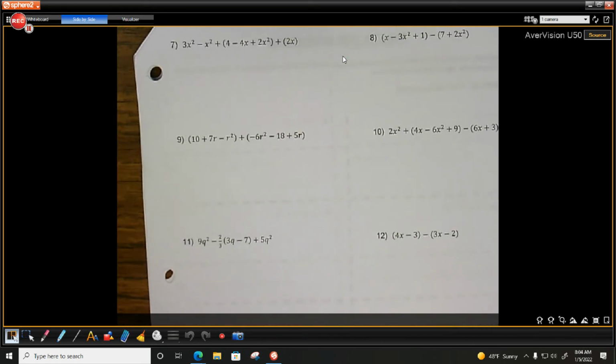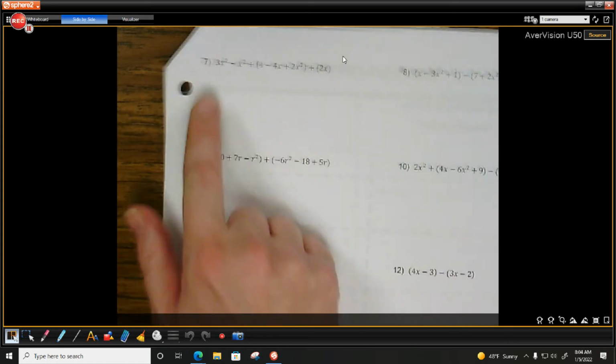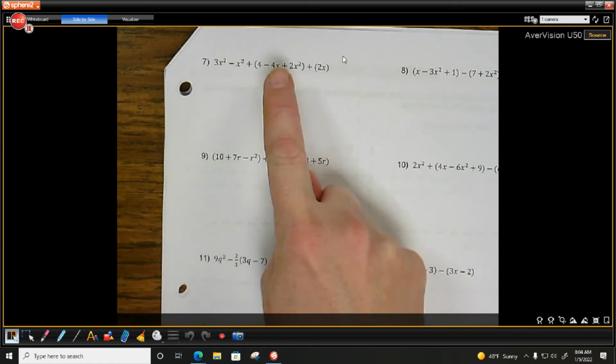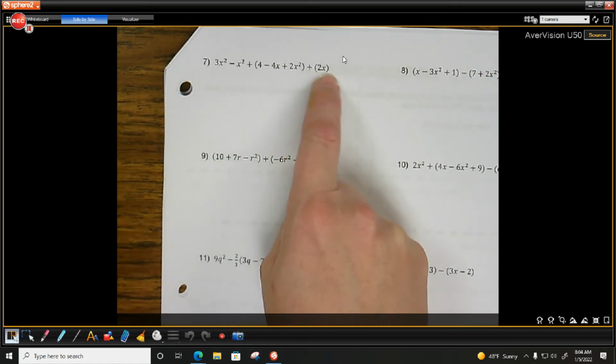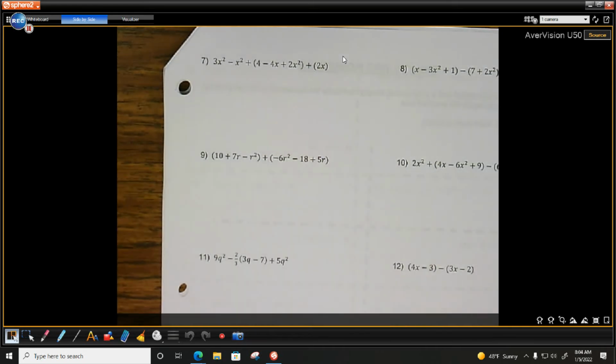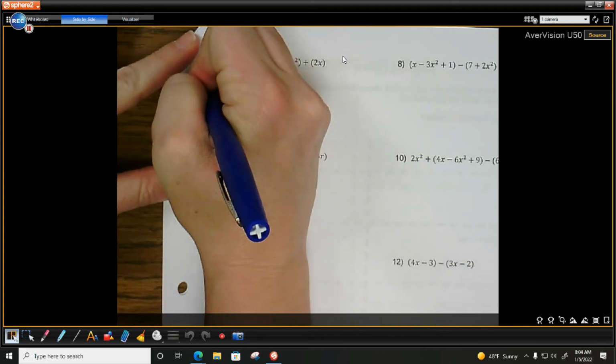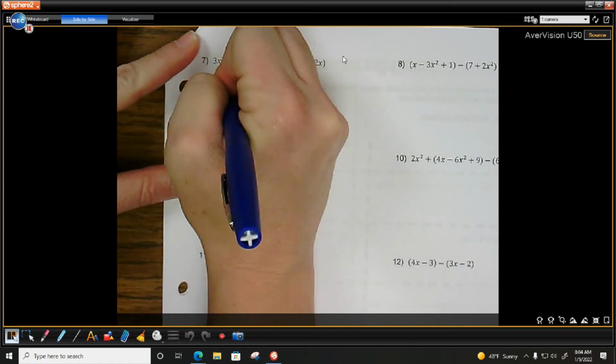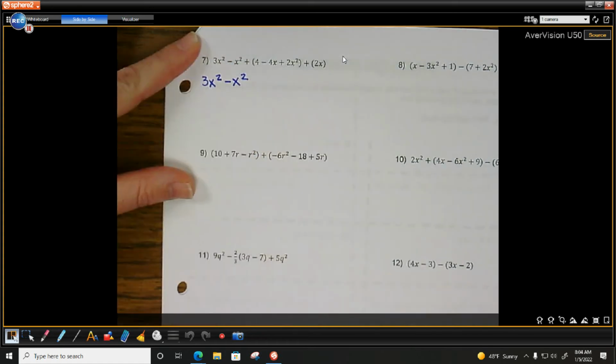Okay, this first one, notice how I don't have any parentheses at the front. But do I have parentheses then? So let's rewrite the whole thing without parentheses, okay? So I'm going to drop down my 3x squared minus x squared. Then I get to my parentheses. What's in front of the parentheses?